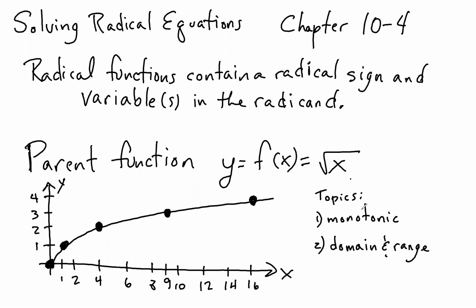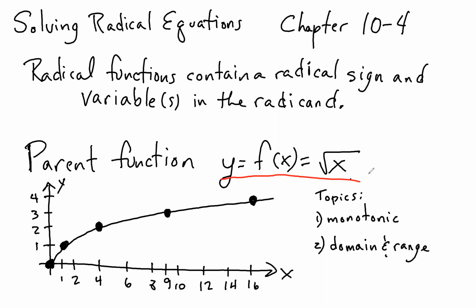First of all, a radical equation or a radical function is just an equation that has a radical sign in it, and under that radical sign, the radicand contains variables. Now, the easiest and simplest radical function that we can come up with is f of x equals radical x, or y equals radical x, right here.